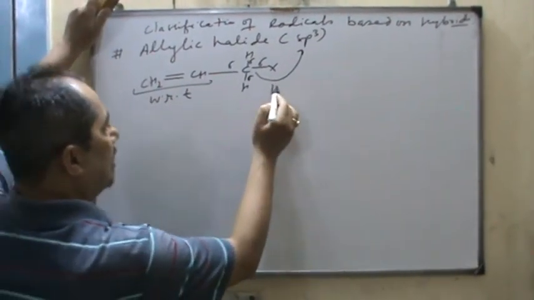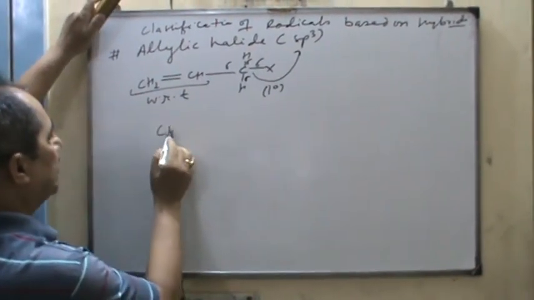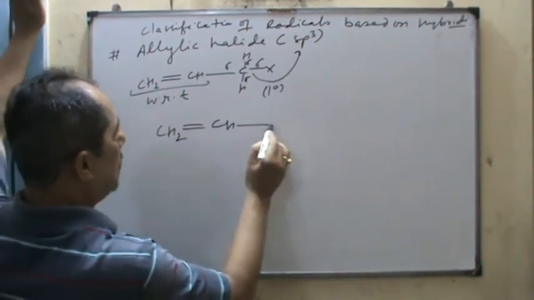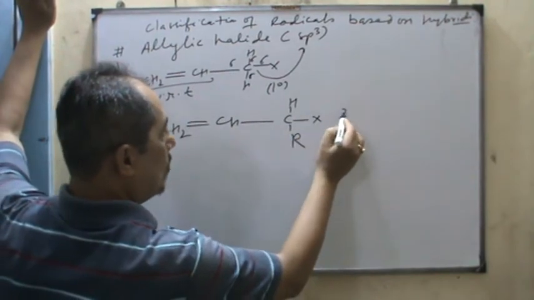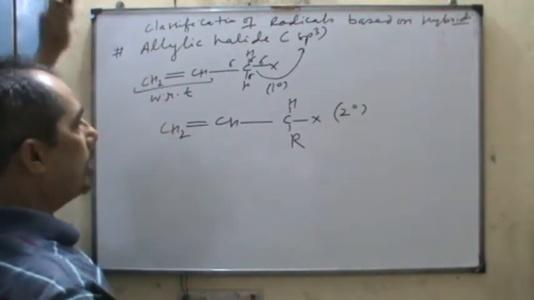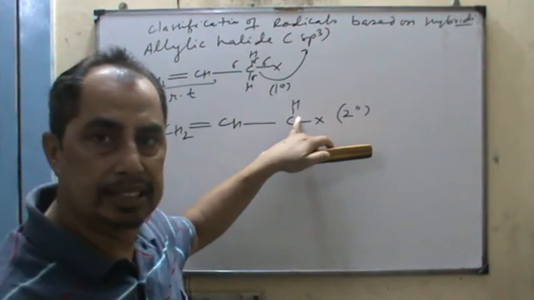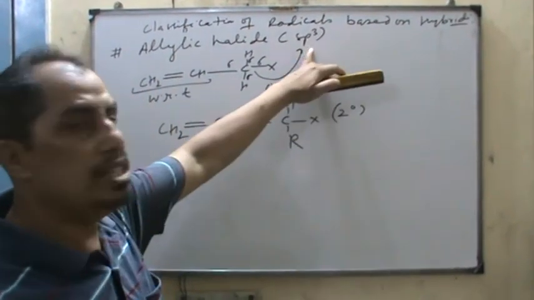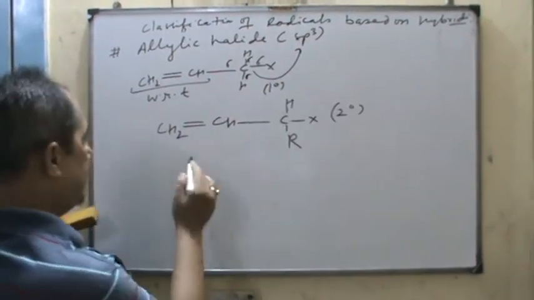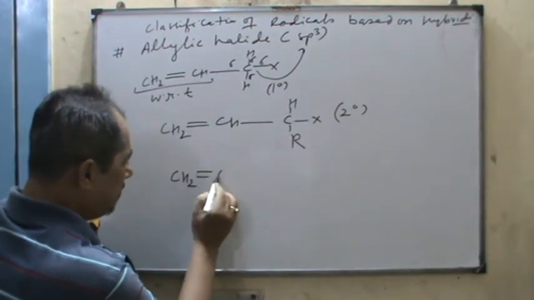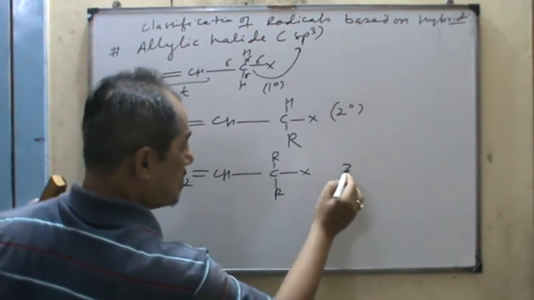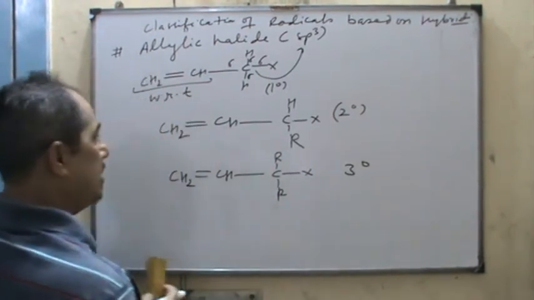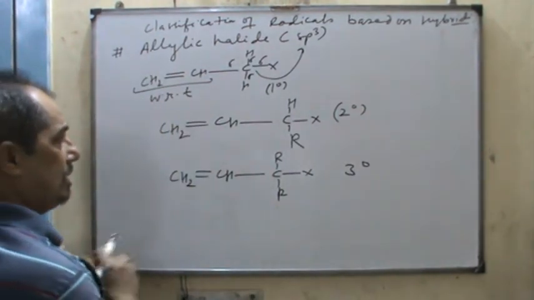Now it is a 1 degree allyl halide. If I write CH2 double bond CH, but I write here R and X, what degree allyl halide? 2 degree, because 1 H is present here. Again hybridization is sp3. And if I write tertiary allyl halide, R and X, it is tertiary. So primary, secondary and tertiary.